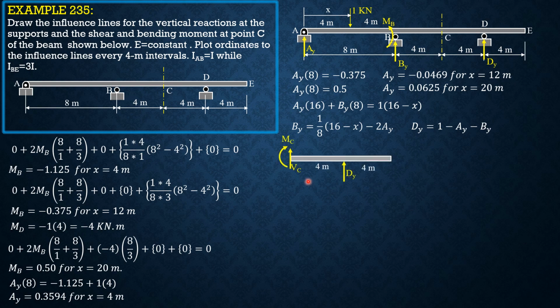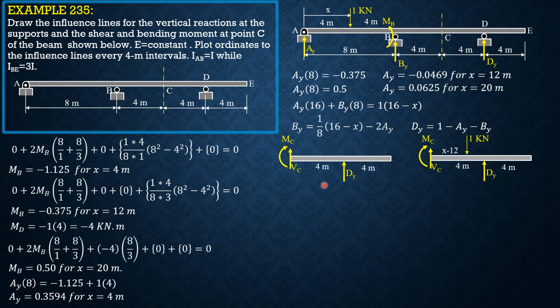So this is the free body diagram for the portion C to E. The movement of the unit load is from 0 to 12. This is the free body diagram when the unit load is now on portion CD, and therefore this distance is x minus 12. So for this free body diagram, let's derive V sub C.